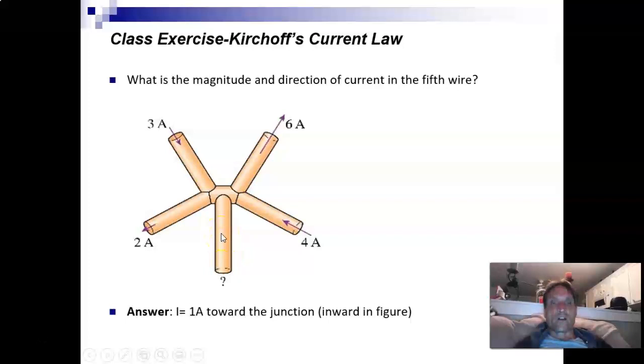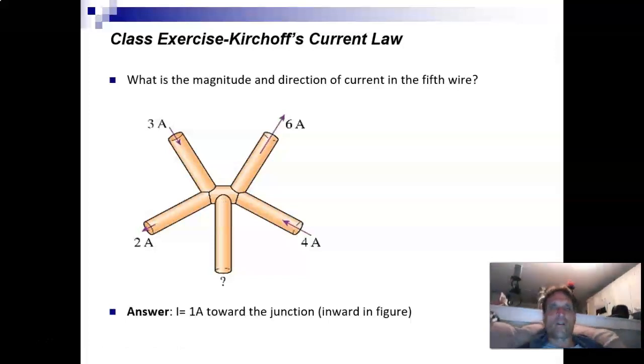Well, Kirchhoff's current law, KCL, says that the sum of all the currents entering must be equal to the sum leaving. So that means we need 1 more amp of current entering this junction, toward the junction, to even it out. So then we would have 1 amp coming in plus another 4 plus another 3. That means 8 amps coming into the junction equals 8 amps leaving, and they balance. So the answer here is that this current must be 1 amp, and it must be going toward the junction, entering.